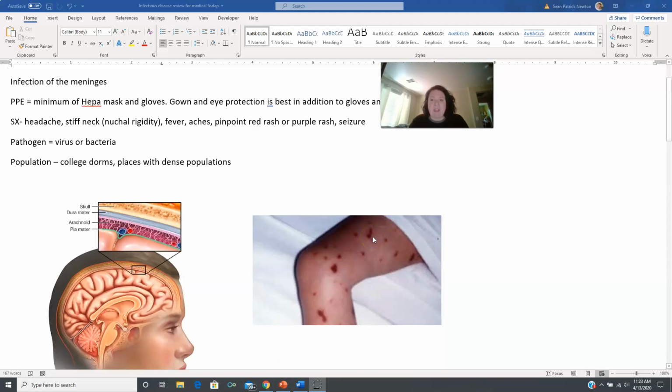The pathogen that infects these meninges can either be a bacteria or a virus. Viral meningitis, sometimes lay people call it a walking meningitis, but it's definitely a milder version. Bacterial meningitis is really serious. It has a very high morbidity and mortality rate. So people die from this, or if they survive, it's with some issues, so they don't come out the same.